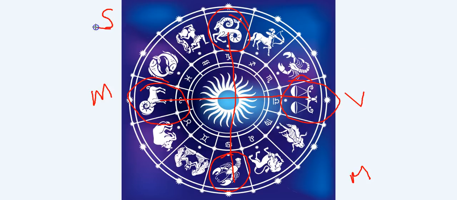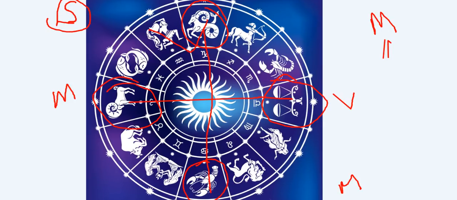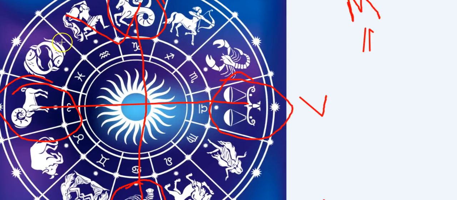Saturn is never mutable. Saturn rules Aquarius and Capricorn, and they're cardinal and they're fixed. He has nothing to do with mutable. Nobody has anything to do with mutable except for Mercury and Jupiter. That's what's really going on in this age. Mercury and Jupiter. That just drives me batty what this thing's doing.